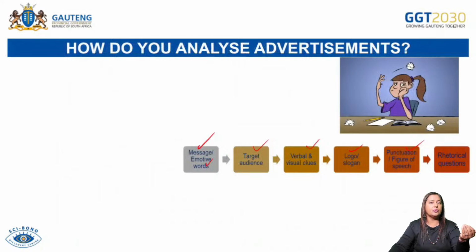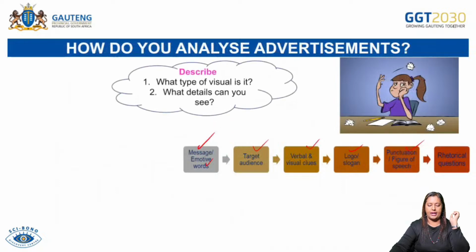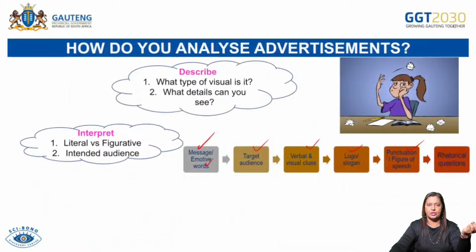And then the rhetorical questions, obviously part of your devices used, okay? So when we're looking at a fairly straightforward response, a description of what's happening in that advert, we are looking at what is the type of visual being used and what are the details I'm seeing in that particular advert. When I'm asking you to interpret what is happening in the advert, I'm saying, can you see the literal meaning versus the figurative meaning of the text?